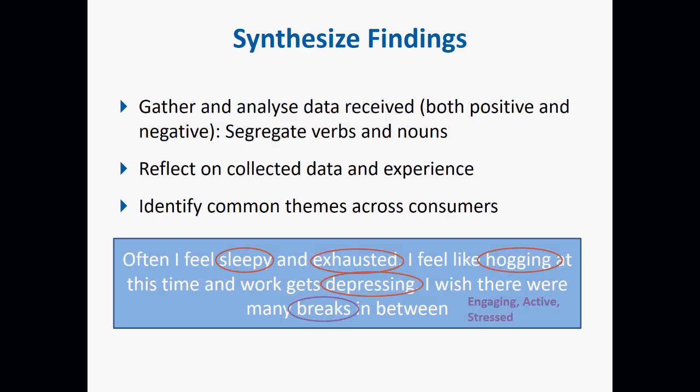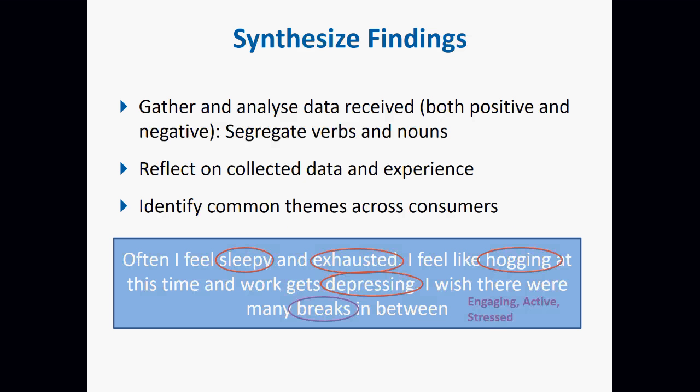After this phase, the second part of gaining a deep understanding is to synthesize the findings. There could be a huge amount of data that is collected, and there is a lot of intangible information that also resides with us who are part of the design challenge and who interacted with the consumers a lot. So it's very important to gather and analyze all the data received, both positive and negative. A quick way to do this, or a technique to do this, is to segregate verbs and nouns.